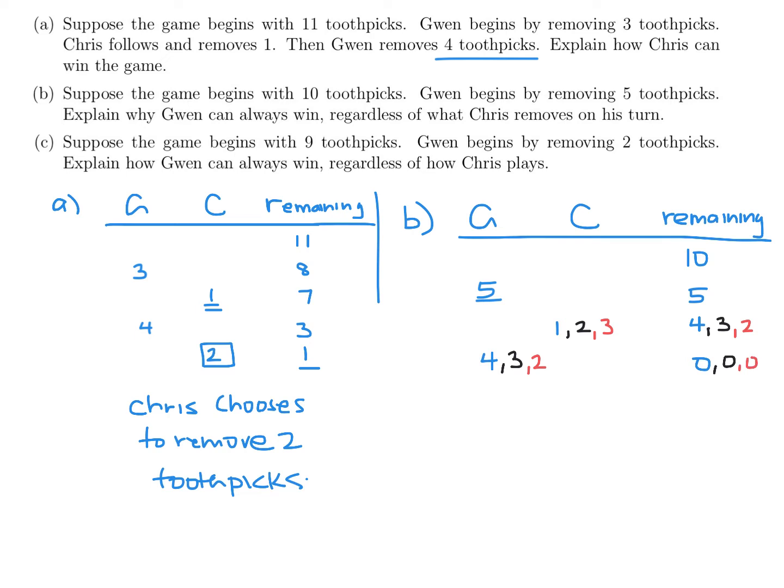And the final scenario is Chris could remove 4. If he does, there's 1 remaining. Then Gwen could remove that 1, and then there'd be 0 left. So no matter what Chris does, Gwen can find a way to win the game as described.